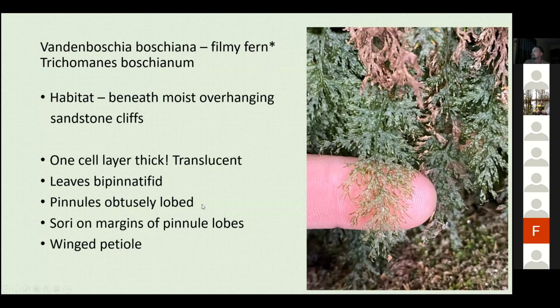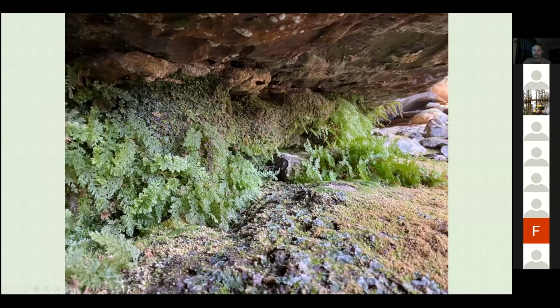The pinnules are obtusely lobed, and the sori are on the margin. So I have a zoom up of this. Also note that it has a winged petiole too. So this petiole here is all winged. And I guess I'm using the term petiole and rachis interchangeably.